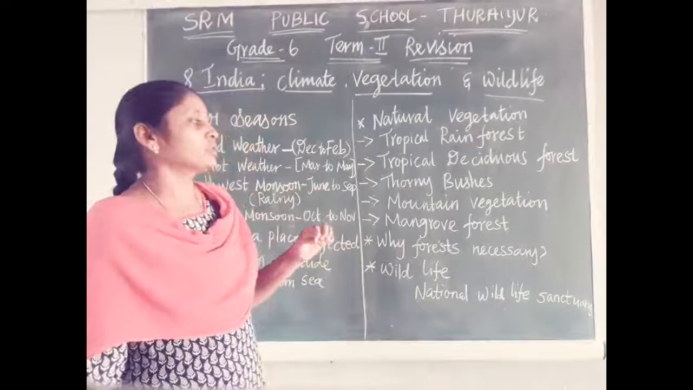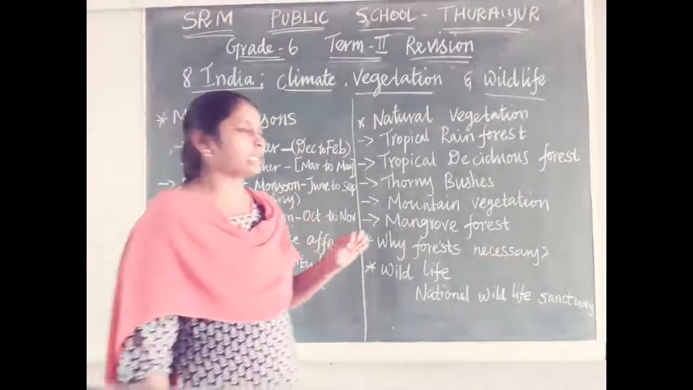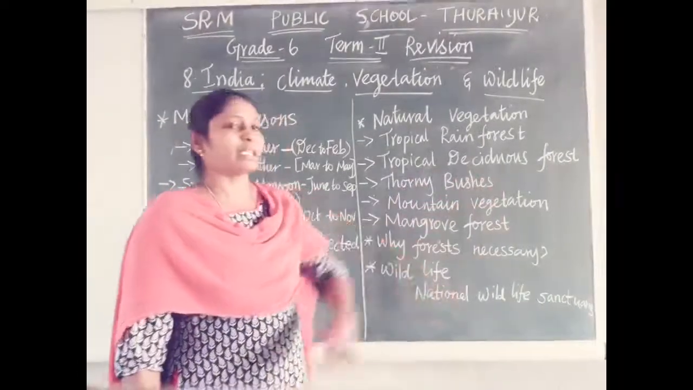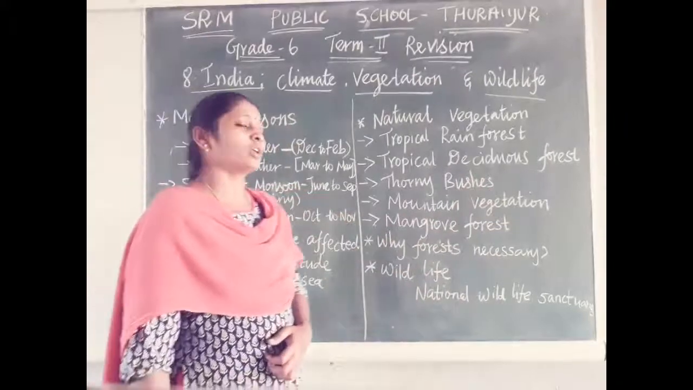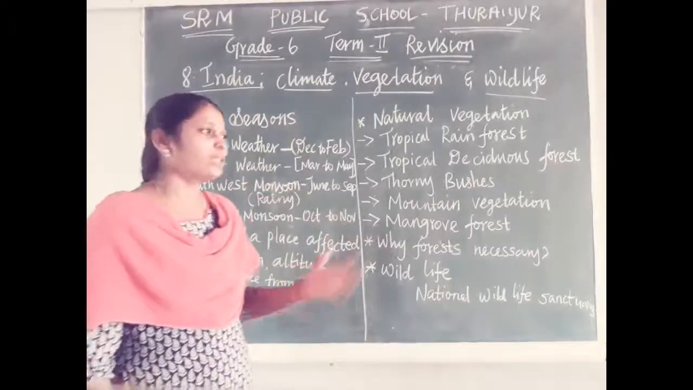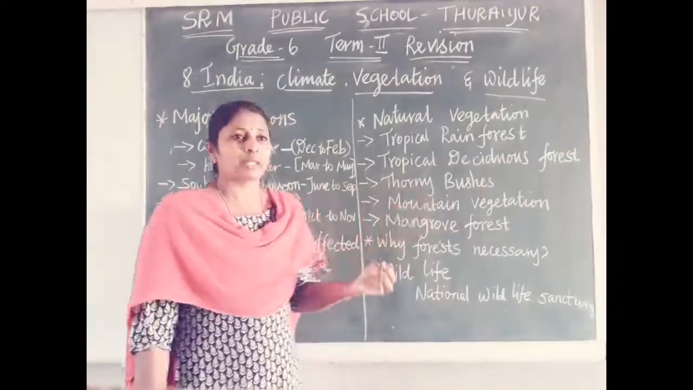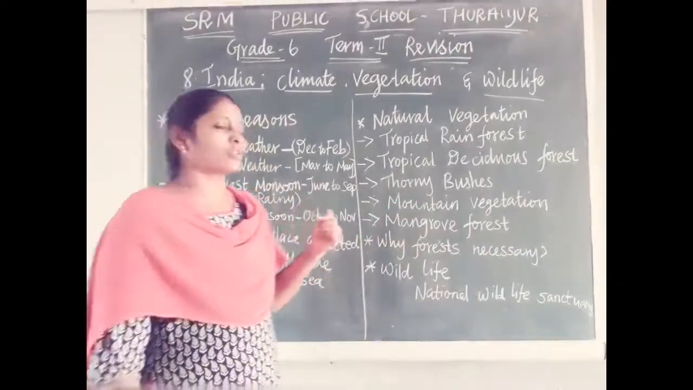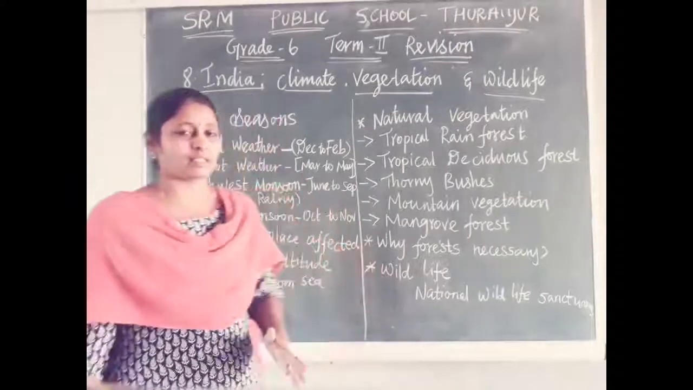So next we are moving to tropical deciduous forest. In India we have this forest a lot. This forest is also called monsoon forest. It depends upon monsoon, upon rain. This forest will grow nicely. All the trees in this forest shed their leaves during the dry season.